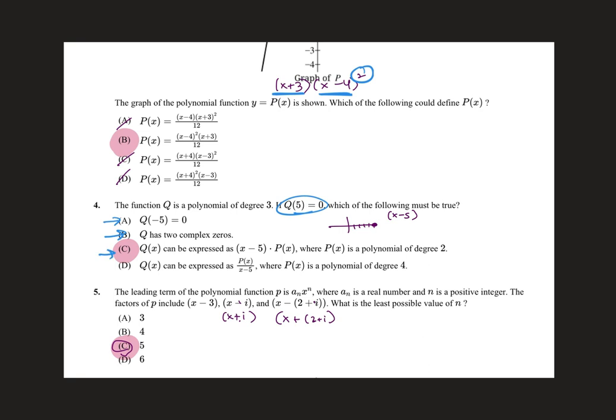C, it can be written as the expression of x minus 5. That's for sure, because if 5 is a 0, then x minus 5 is one of my factors. And then the second part, what's left over, has a degree of 2, which aligns with the fact that this is a degree of 3. So one of them is 5, and there are 2 more. And then D doesn't make sense because you'd have x minus 5 multiplied by a degree of 4.